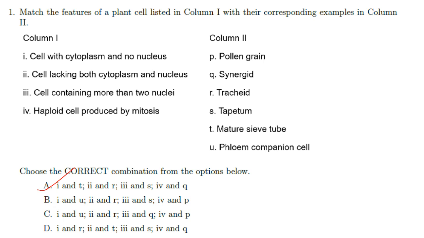Haploid cells produced by mitosis. That is pollen grain. Haploid cell produced by mitosis is pollen grain. Answer here is option A, that is 1T, 2R, 3S and 4Q.